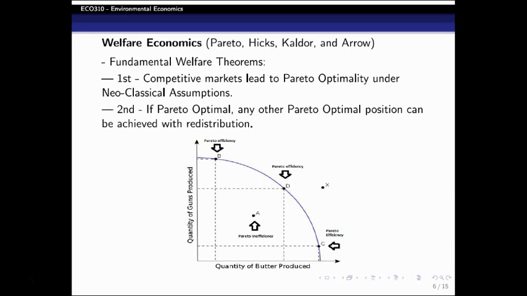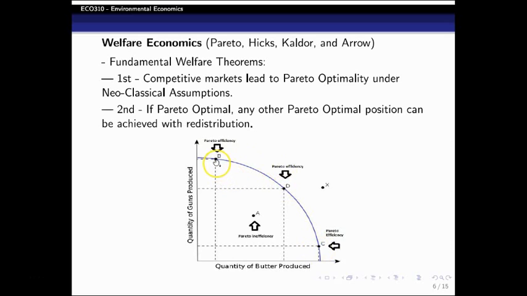What we'll find out is that the second fundamental welfare theorem of economics says that if we are currently at a Pareto optimal position, then we can move to any other Pareto optimal position through redistribution. In other words, if we're at B, the government can actually redistribute the economy in such a way that we move to point D or even to point C. Although at point C, now we're sort of tipping the scales too much in terms of butter.